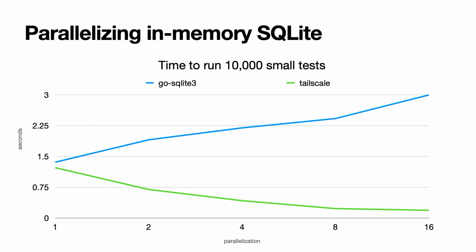Here's a quick benchmark to illustrate the point. With SQLite 3 and tailscale, they both run in just under a second and a half. Here we're running about 10,000 small tests. Each test opens a database, creates a table, does an insert and select, some very basic testing, and then closes down. We can run that about 10,000 times, again, in memory. But as we scale this out over more cores, for SQLite, it actually ramps up over time to 3 seconds and gets slower, whereas with tailscale, you can see that it actually speeds up quite significantly.